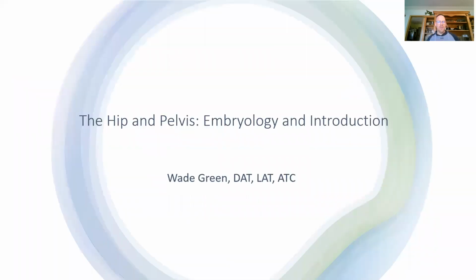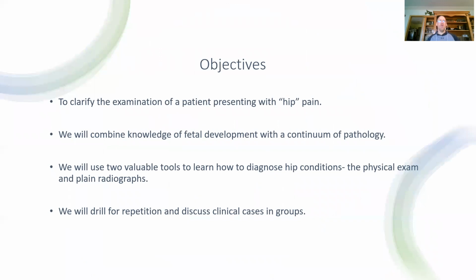Okay. So hip and pelvis, right? Obviously, what are we going to be doing when talking about the hip and pelvis? First and foremost, we want to clarify the presentation of someone that presents with hip pain. Ultimately, when we use the term hip, we're referring to the coxofemoral joint, the junction between the femoral head and the acetabulum. That is what we mean by hip when we say hip.